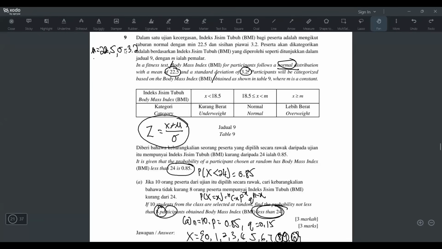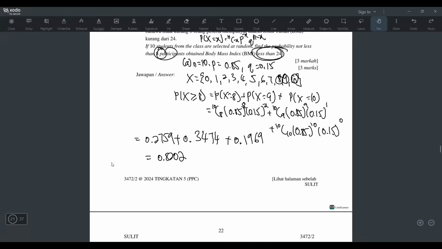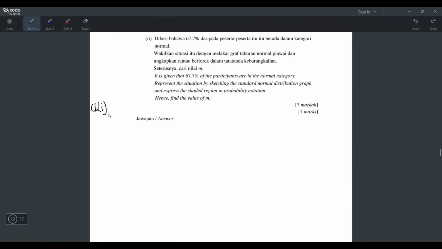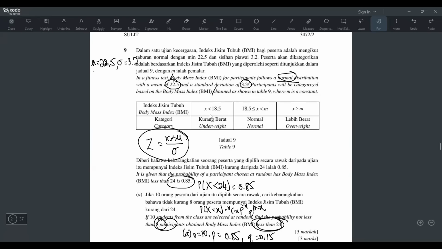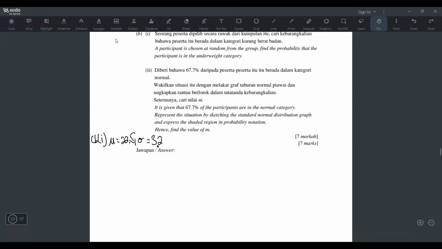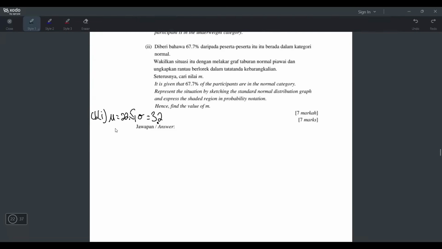But you need to convert to Z value, right? So you need the mean and standard deviation now. The mean is 22.5, standard deviation 3.2. So let's write here. Mean equals 22.5, standard deviation equals 3.2. Now I want to find the probability of underweight. So I am finding the probability of BMI less than 18.5. In other words, it's P(X less than 18.5).